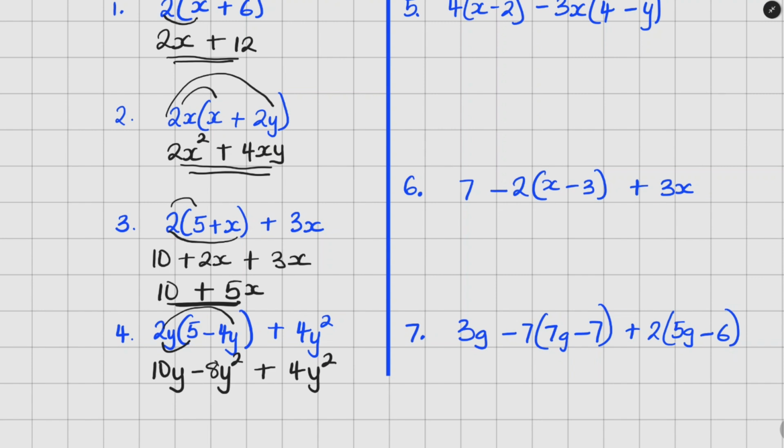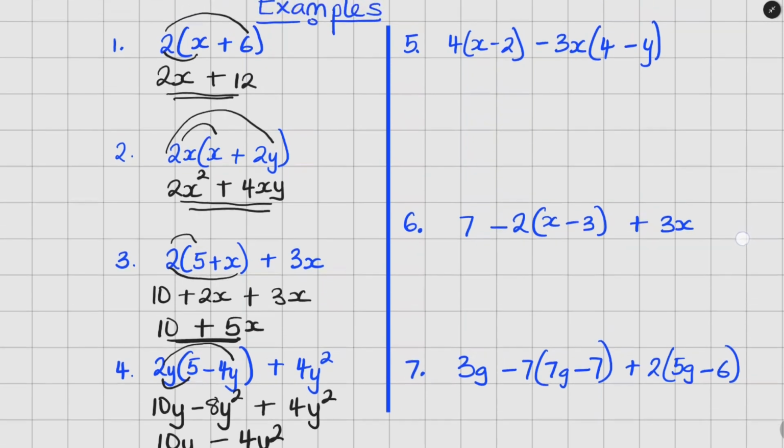Now, if you look at this expression, we can simplify. We do have like terms. Our like terms are minus 8y squared and plus 4y squared. So our final answer here is going to be, yes, our 10y remains. Minus 8y squared plus 4y squared is going to be minus 4y squared. Now we're done. We've been able to expand the bracket and we have simplified our answer.